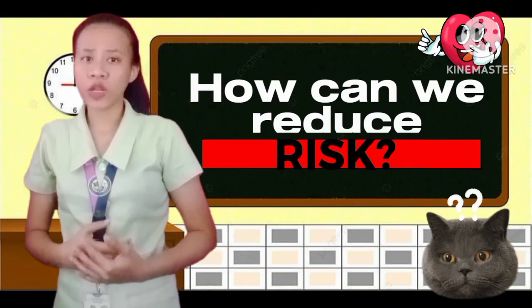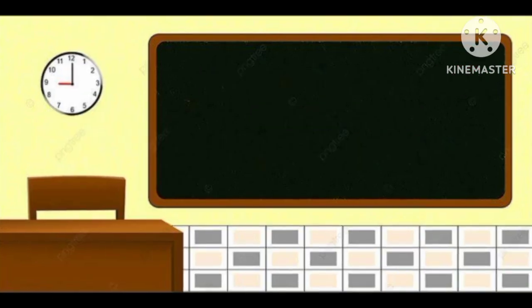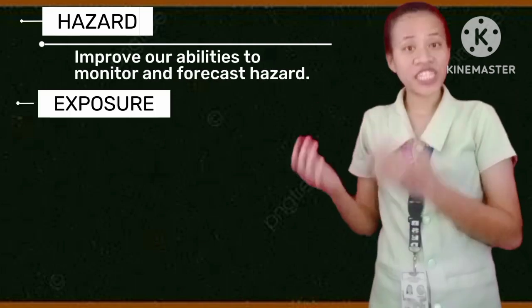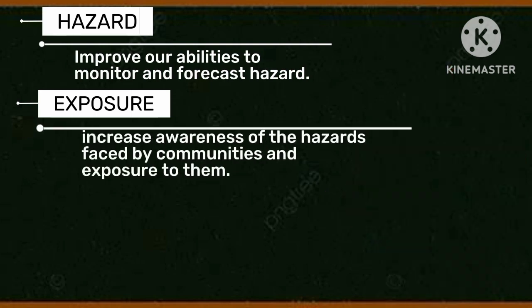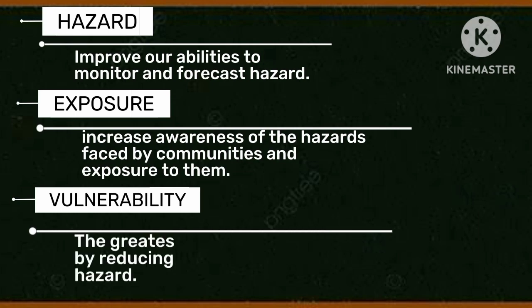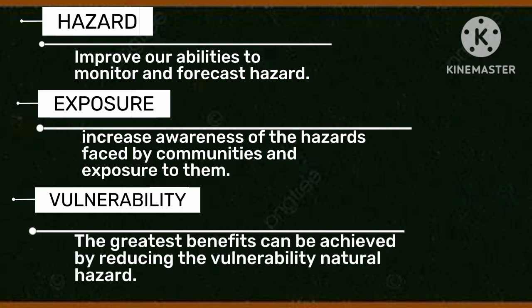So, how can we reduce risk? Risk and hazard: we can improve our abilities to monitor and forecast hazards. Risk and exposure: we can also increase awareness of the hazards faced by communities and exposure to them. And risk and vulnerabilities: the greatest benefits can be achieved by reducing the vulnerability to natural hazards.